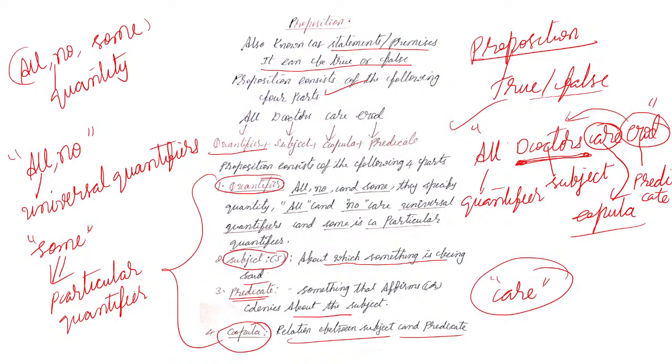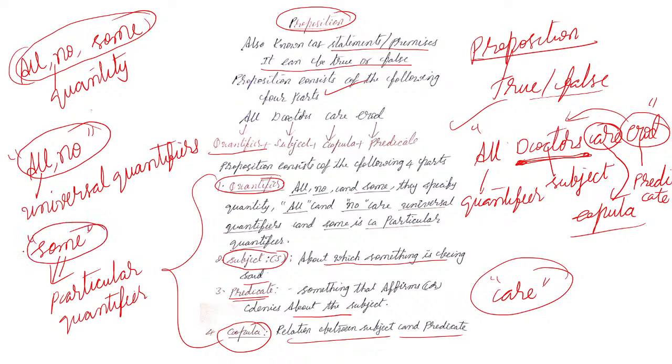Structure of the proposition. What does a proposition have? Quantifier, subject, copula and predicate. What are the quantifiers? All, no, some. These give the quantity. Here, all and no are called universal quantifiers. Some is a particular quantifier. Okay, friends, next we will see.